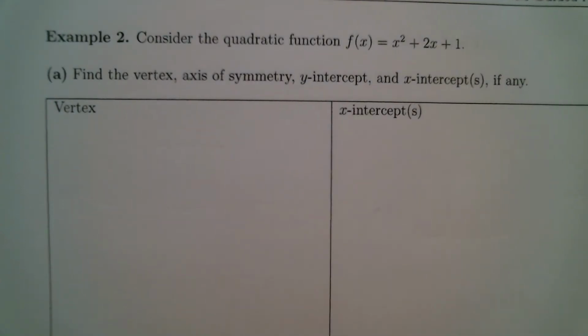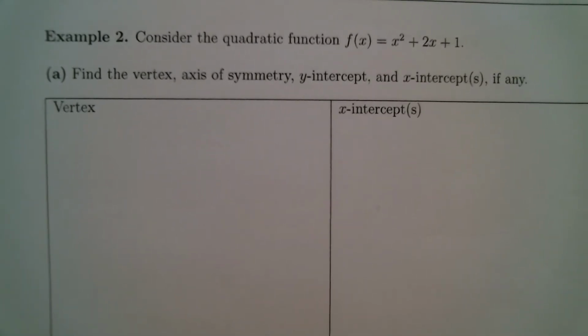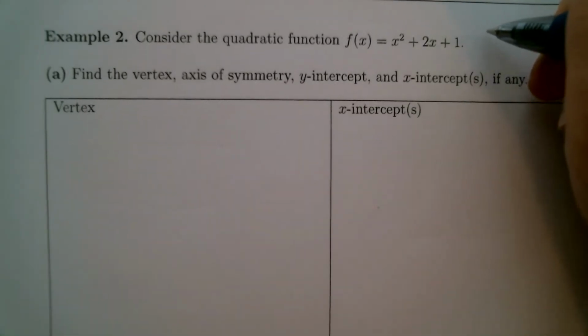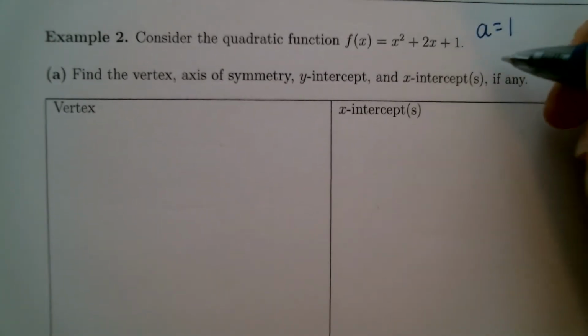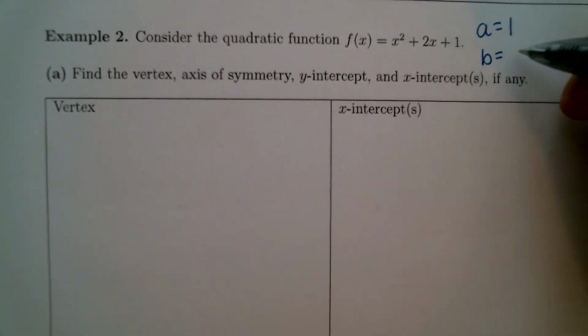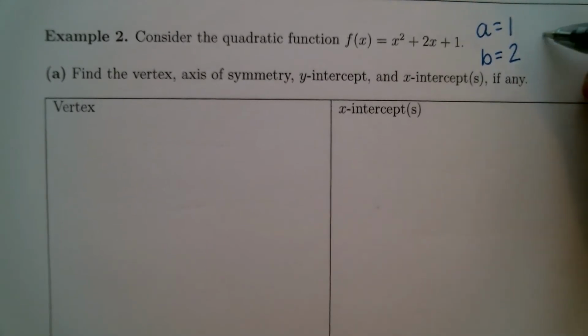In example 2, our quadratic function is f of x equals x squared plus 2x plus 1. So we're going to go through the same process we just went through for example 1. Let's first find the vertex of this parabola. We need to identify our a and b. Our a value here is 1. The number in front of x is 2, so that's our b. And then we'll identify our c in case we need it. That's the constant, so that's going to be 1.